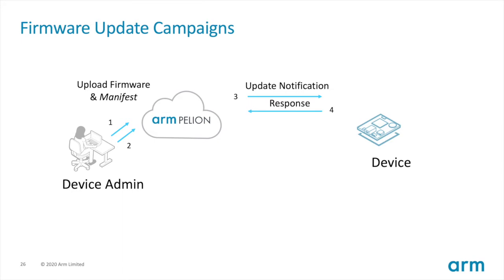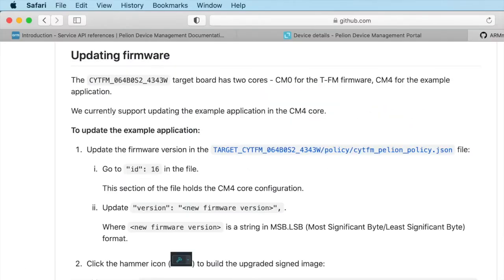The devices respond to let the service know they're ready. And then Pelion supplies the manifest. If everything checks out, they download the firmware image. Then they reset themselves, boot the new firmware, and then report their status back. Let's get back to our tutorial in the updating firmware section.